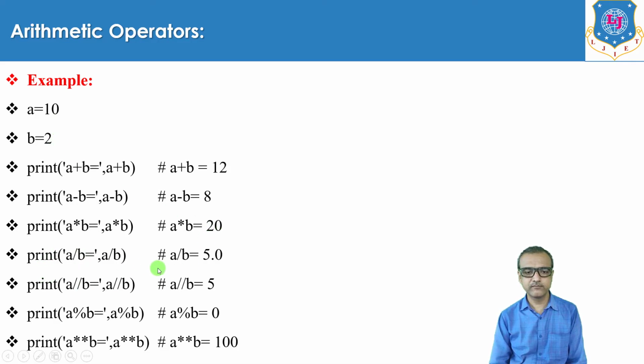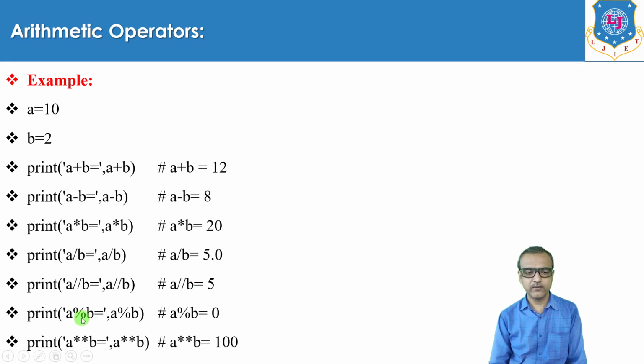Similarly, this print statement will give us the division of a by b, that is 10 by 2. So it will give us the float value 5.0. Now print of a double slash b equals to comma a double slash b. So in this case we will divide just a, that is 10 by 2. So 10 by 2, it will give us the value 5. What is the difference between this slash and this double slash or division or floor division? I will make you understand in the next slide.